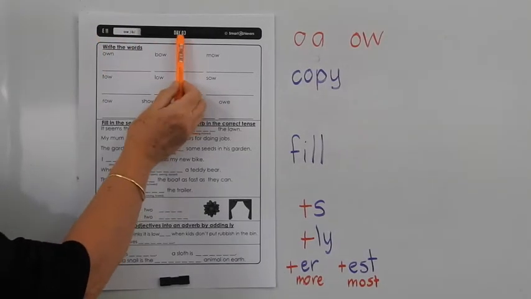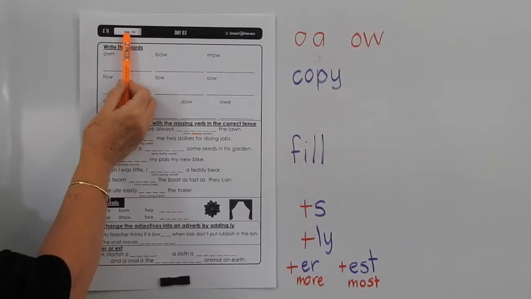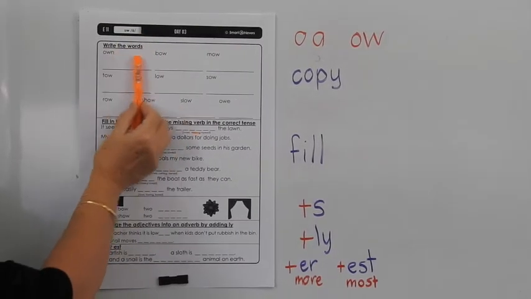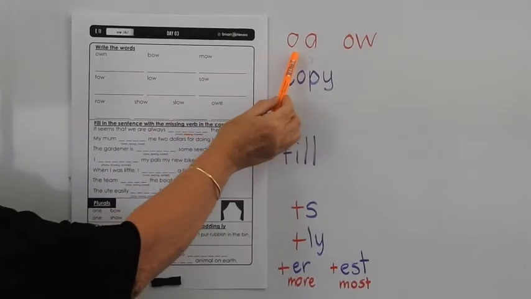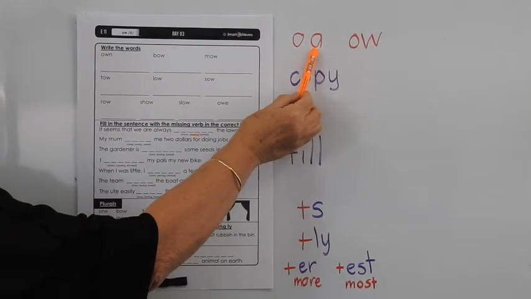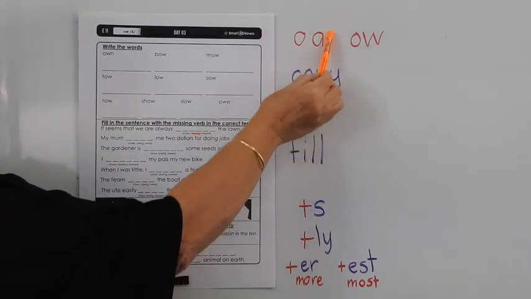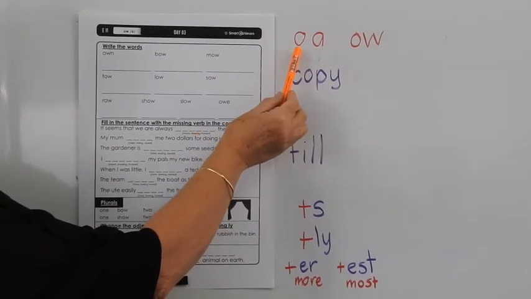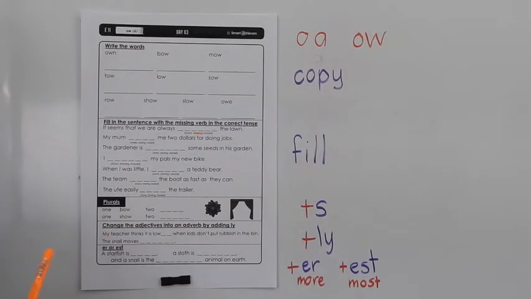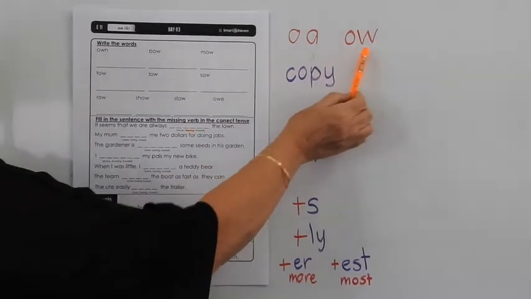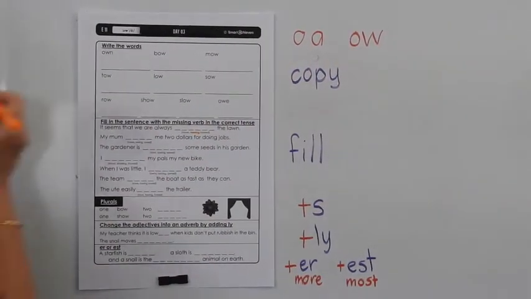E11, day three, we're revising that we can use OW for the long O sound in these words. We've already learnt that OA also makes the long O sound, but we usually use OA in the middle of words, and it's at the start of only a couple of words. OW is usually on the end of a word.